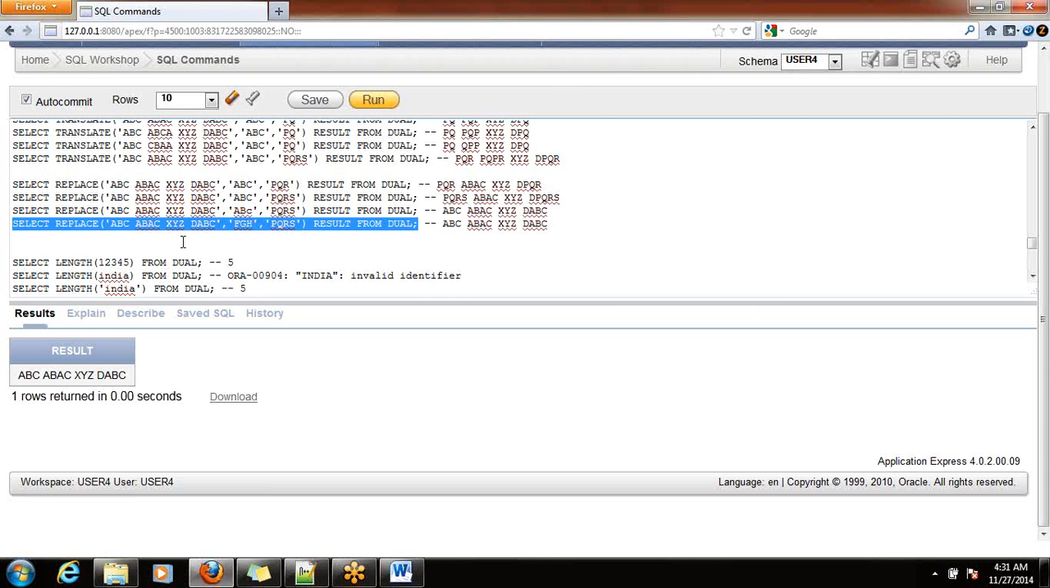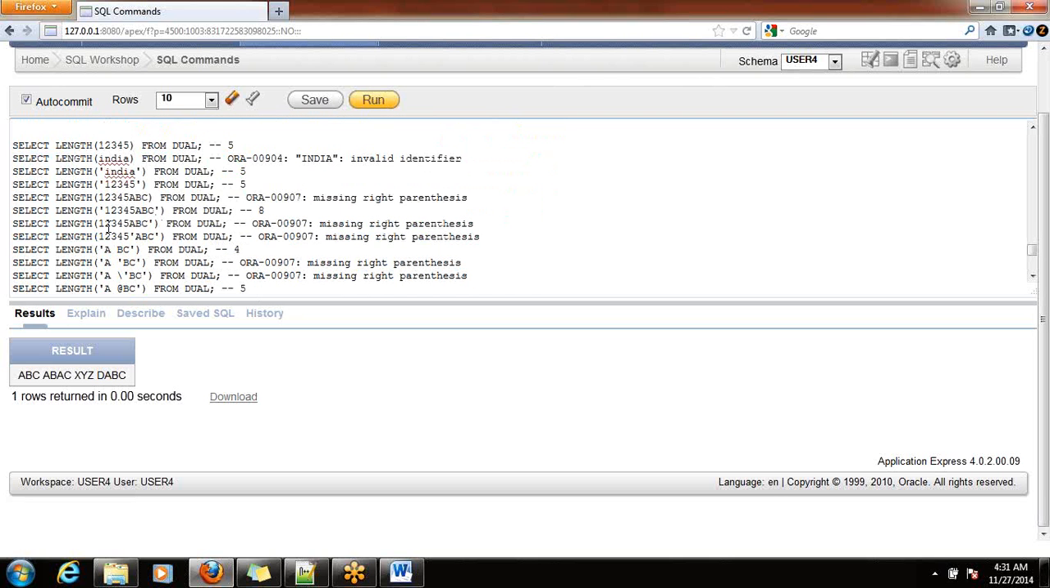Now with length, you can see earlier I supplied a string, a group of characters. Now I am supplying numerics over there. Look there. Length of 1, 2, 3, 4, 5, of course 5. Length of India. Observe carefully. India is a string. I did not put it in single quotes. Instead I gave it directly. Then it is giving an error: India is an invalid identifier. So if you are supplying strings, you put them in single quotes.